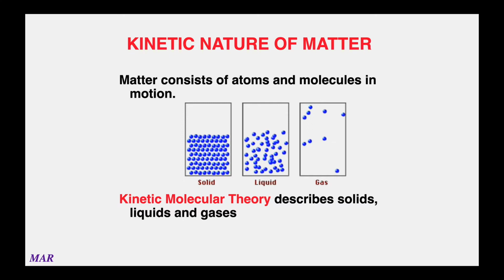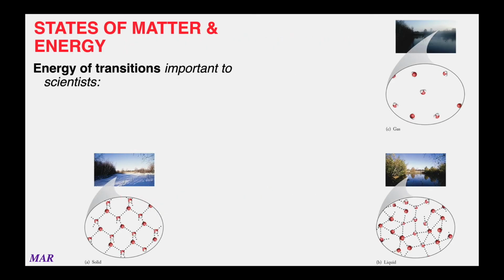We'll talk about the KMT with phases of matter as we go through this course, but I'm introducing it now just to let you know that's what chemists use right now anyway as the idea of how solids are different than liquids and liquids are different from gases. You have to know how to turn one phase of matter into the other. So the energy of transitions is really important to scientists.